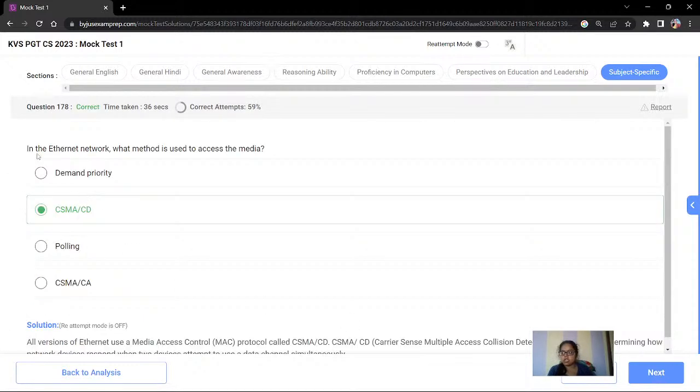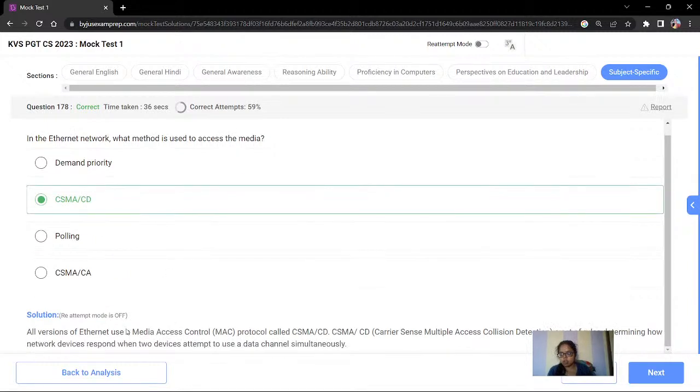Next, CSMA/CD. See, this time I have been correct. In the Ethernet network, what method is used to access the media? CSMA/CD is used. All versions of Ethernet use the media access control protocol called CSMA/CD. CSMA/CD full form is carrier sense multiple access with collision detection. A set of rules determines how network devices respond when two devices attempt to use the data channel simultaneously.